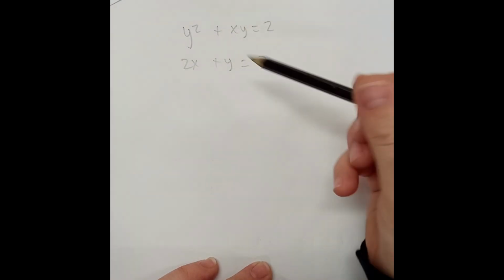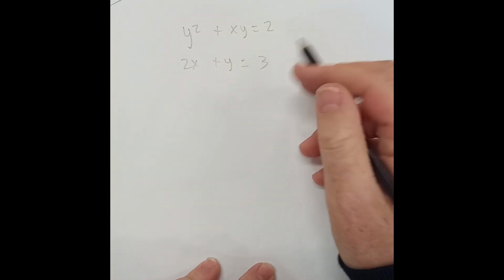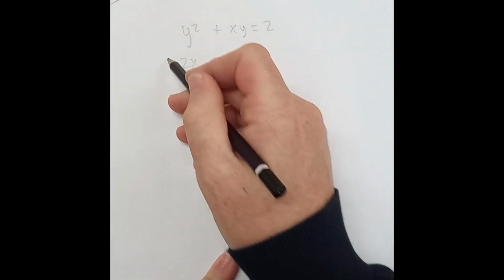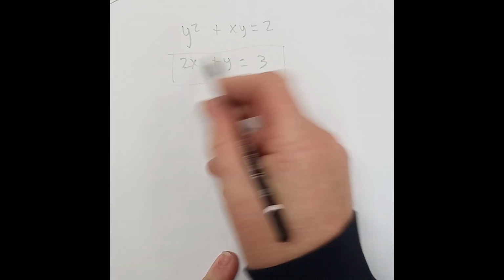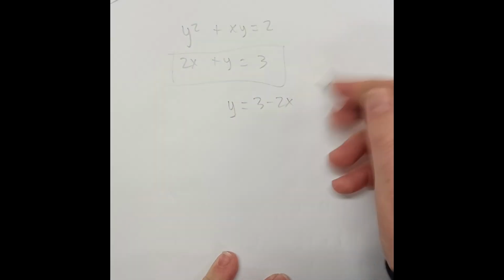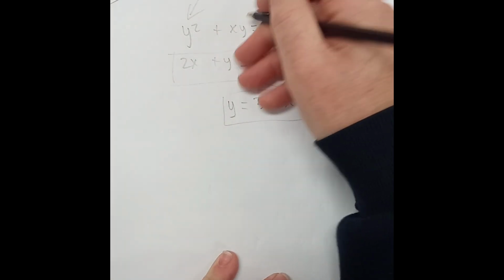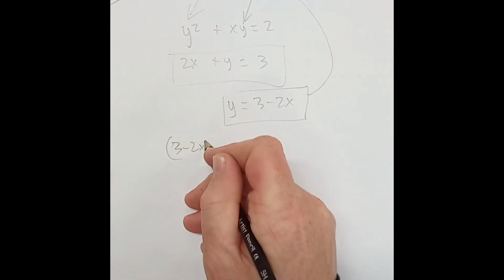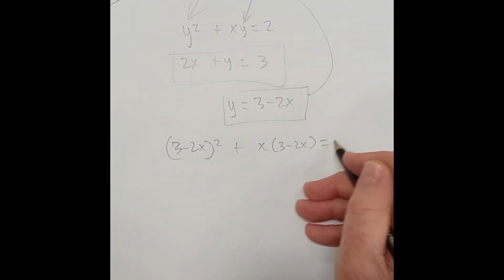So in this case, this one, and you try and rearrange it to get one term in terms of the other. And then hopefully that term will be solvable. So let's take this second one, and let's go y is equal to, let's bring that across, 3 minus 2x. So now I'm going to substitute this wherever I see y. So watch: (3 minus 2x) squared plus x times (3 minus 2x) equal to 2.